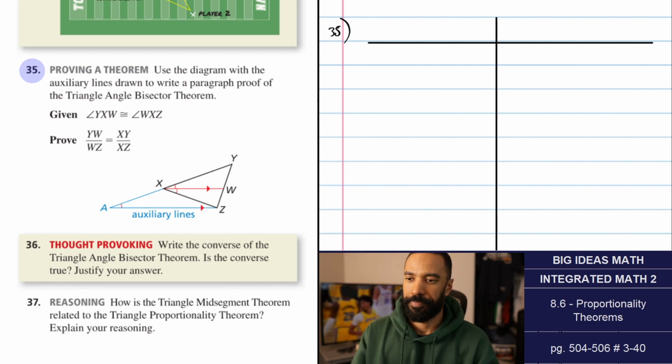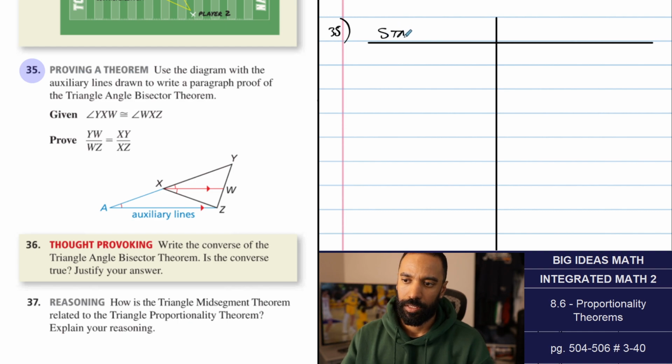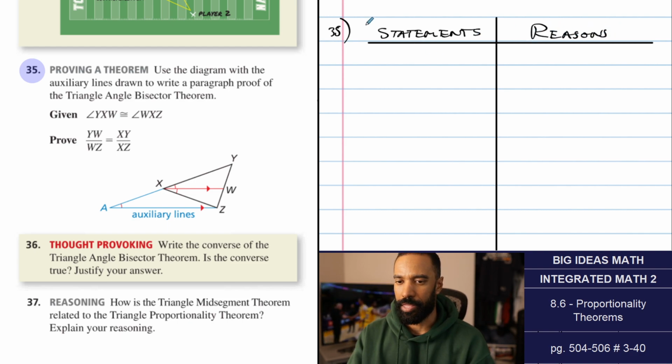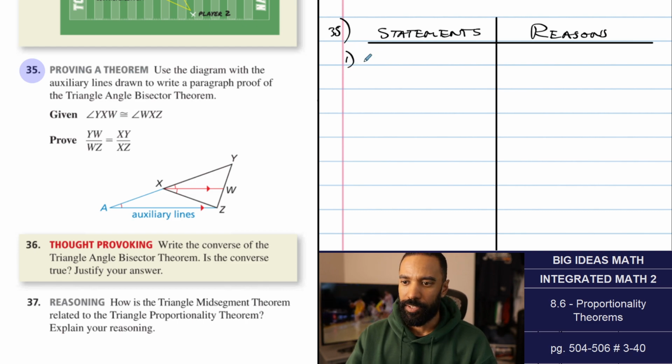And let's see what we got. I'm just glad I don't have to redraw it. I'm sorry if you do. Statements reasons. Let's go with number 1, the given. Angle YXW is congruent to angle WXZ. Okay.